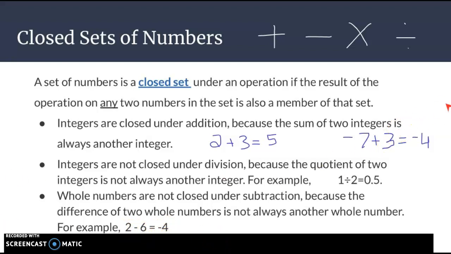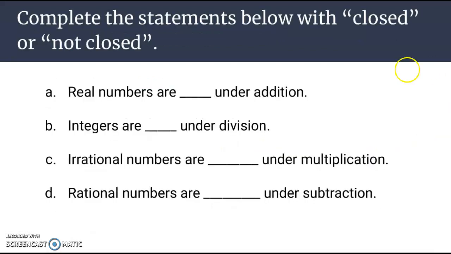Now we're going to talk about some different problems, and we'll discuss them as we go, illustrating this concept of closed set and not closed set. We're going to complete the statements with either the word closed or not closed, and I will just use an NC for not closed and a C for closed. Real numbers are blank under addition. It turns out real numbers are closed under addition. You can take any real number, not imaginaries, but real numbers. If you add one real number to another real number, you will always get another real number.